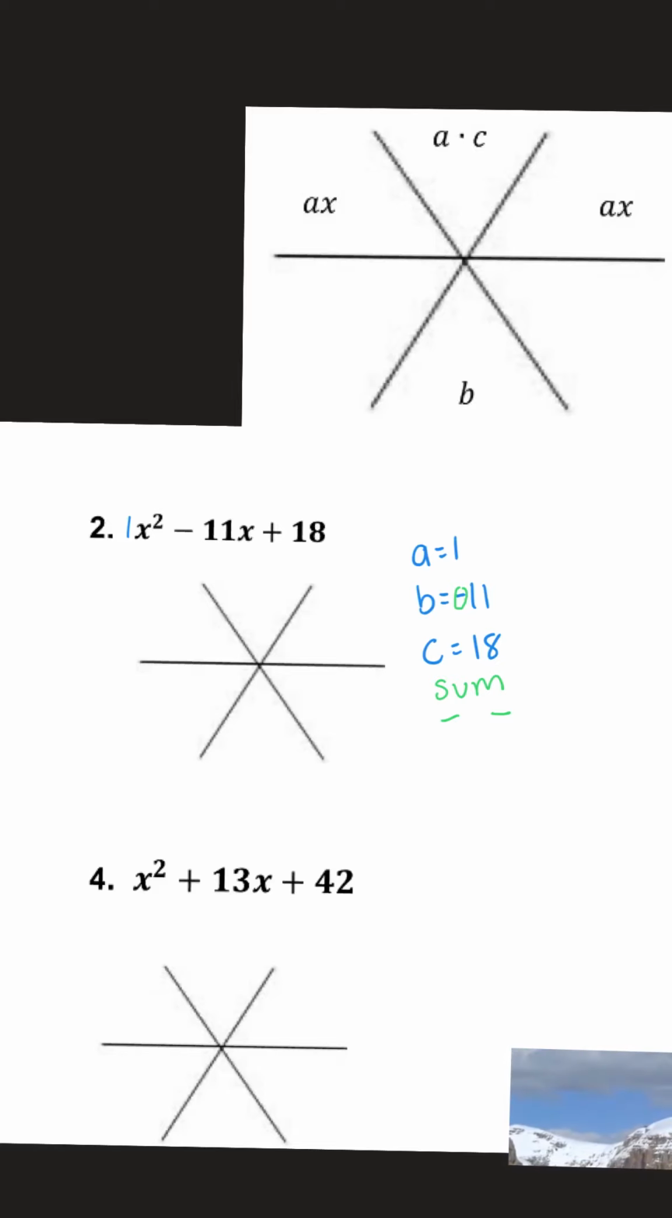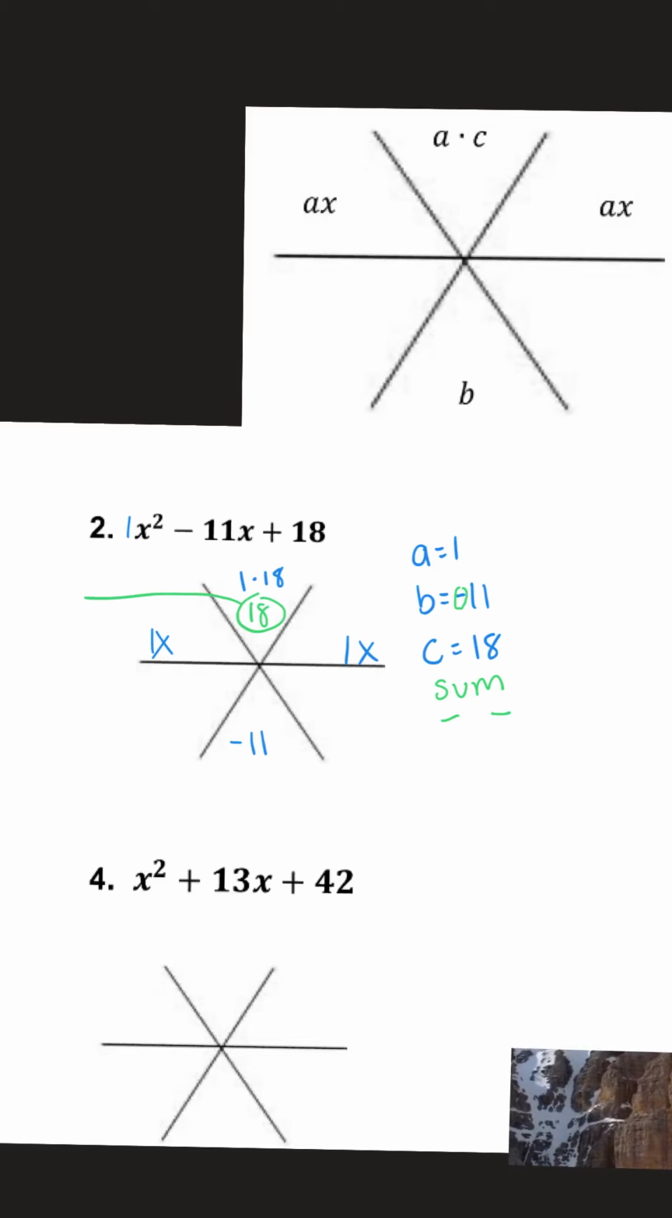All right, so let's fill in my butterfly. I have A times C, so 1 times 18. And then on either side I have 1x and 1x. And on the bottom I have negative 11. 1 times 18 gives me 18.